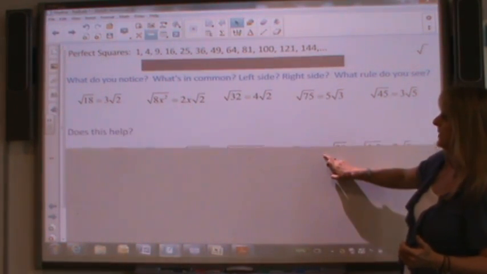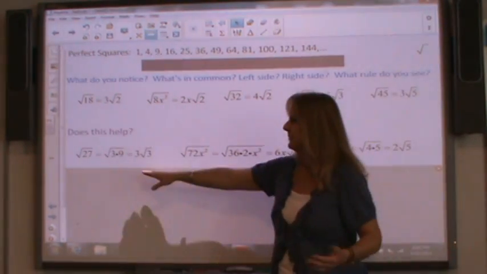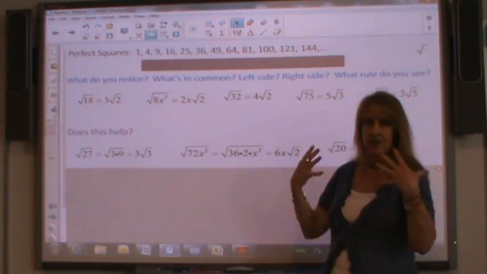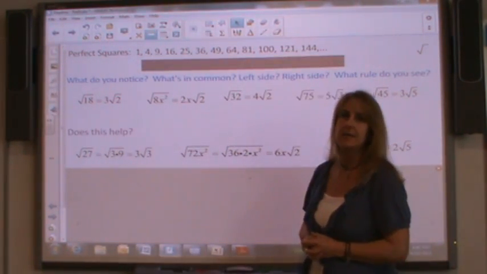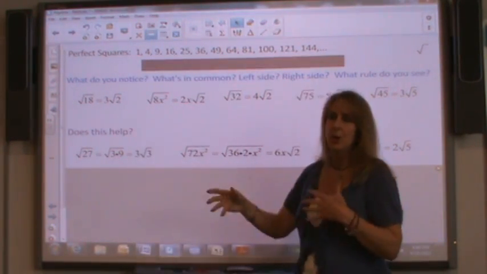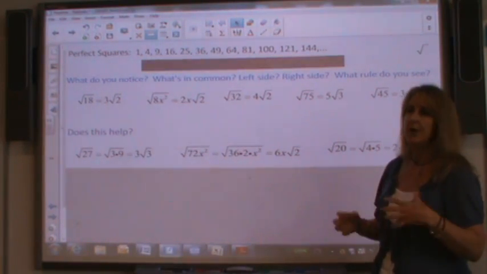All right, maybe this will help if I break it up even further. So let's just look at a few examples. The square root of 27. If I broke it up into factors under the radical sign, it could be the square root of 3 times 9. And then the answer becomes 3 square roots of 3. What I'm doing is I'm trying to find a simplified way to write a square root.